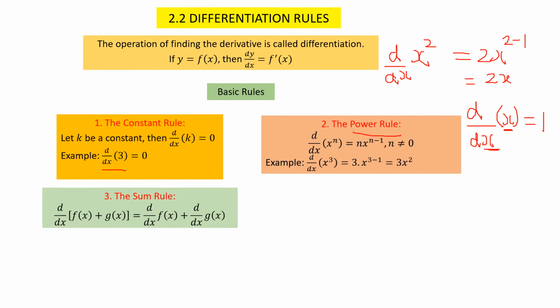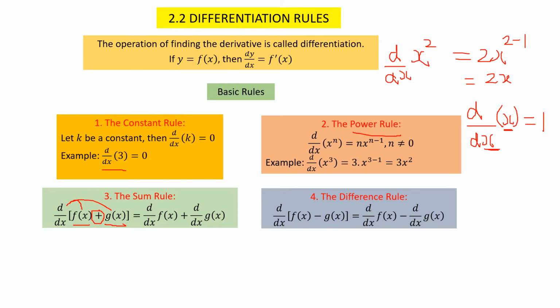Rule number 3, sum rule. Sometimes we have more than one function to differentiate. Say for example, I have f of x and I have g of x, and between f of x and g of x we have the symbol plus. So how can I write this? Derivative of the first function plus derivative of the second function, that is d by dx of f of x plus d by dx of g of x. The same rule is applicable for the difference between two functions. So the derivative of the first function minus the derivative of the second function.